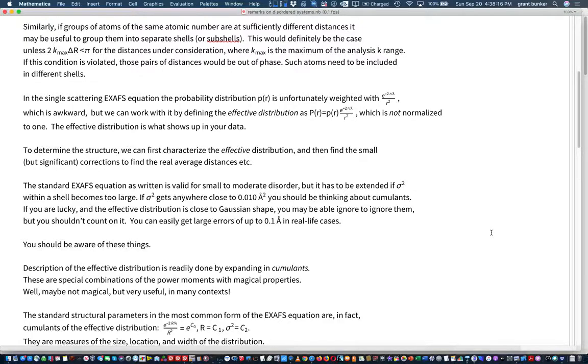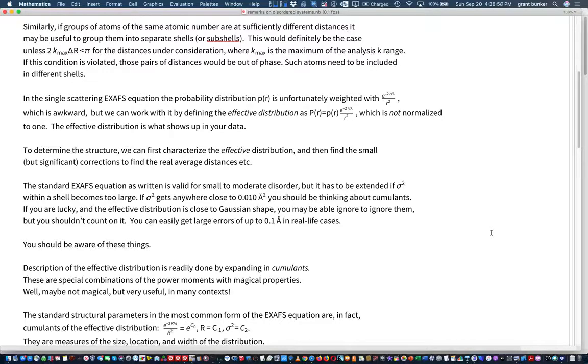And I have worked this out exactly, if you know what lambda is, at least. But what we use is what I call the effective distribution, which I write as a capital P here, and it's our true distribution P of R weighted with this e to the minus 2R over lambda divided by R squared. Now, it's important to realize the effective distribution is what shows up in your data. Your data doesn't really know about the true distribution, in a sense. It's the stuff you determine from your data in the EXAFS equation is the effective distribution.